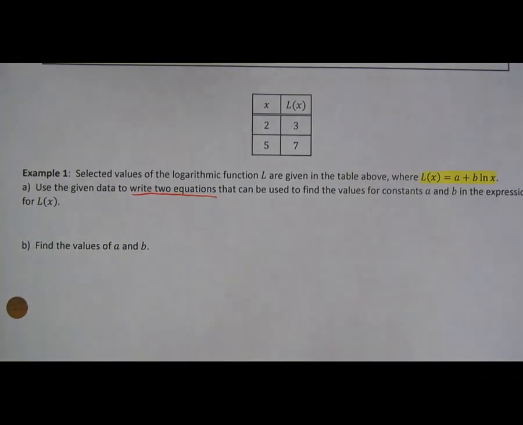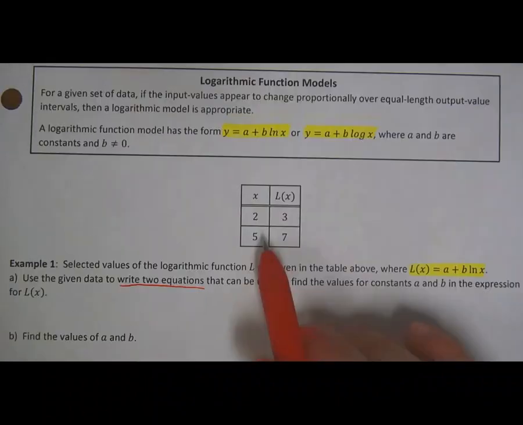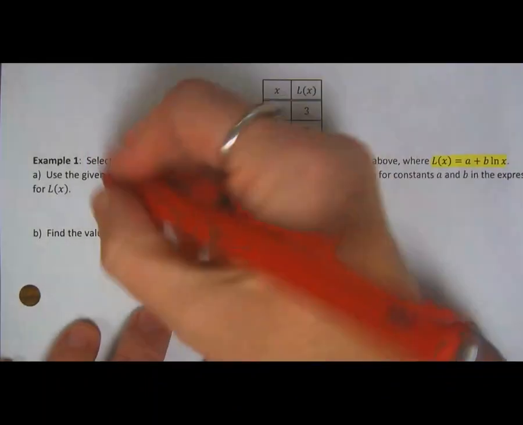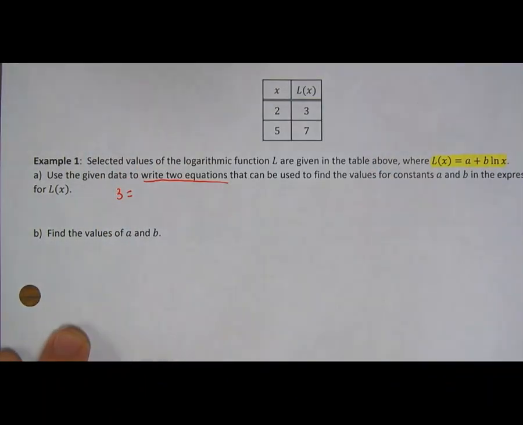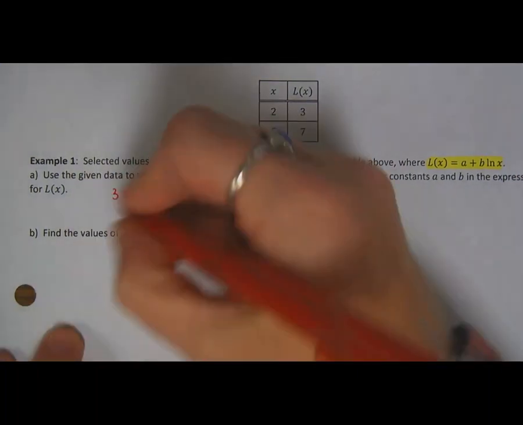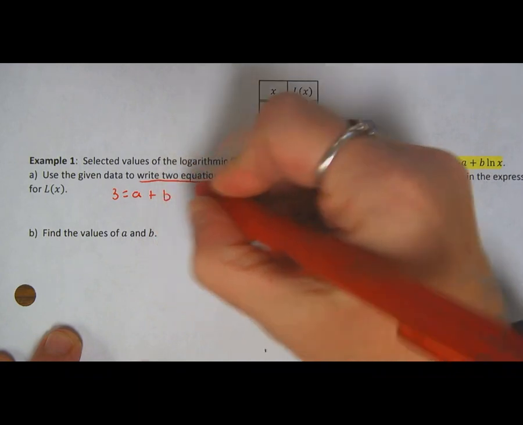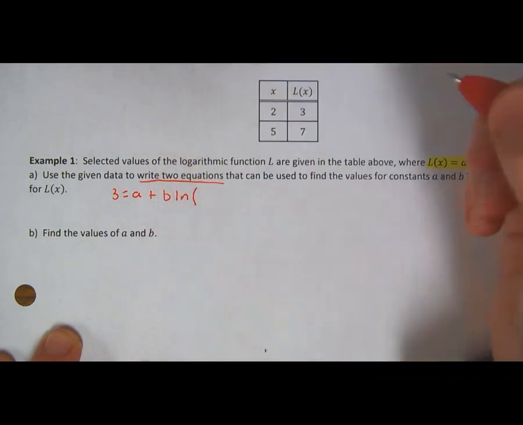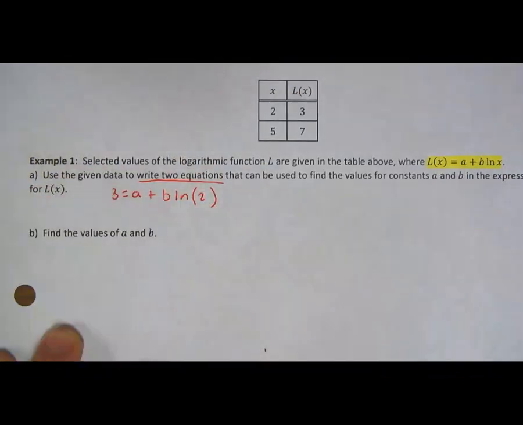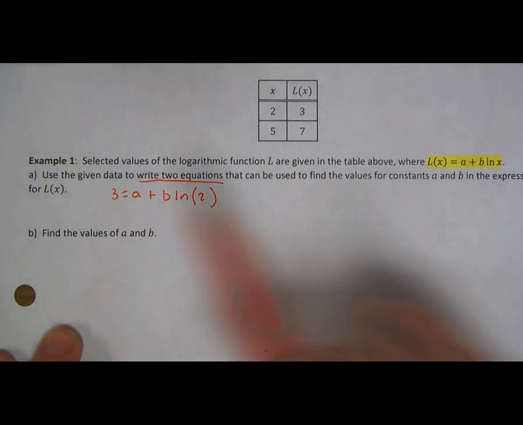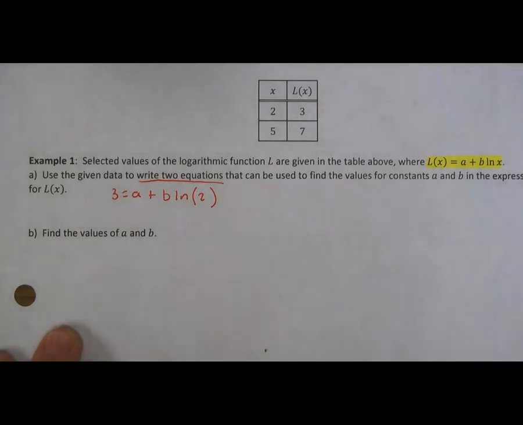So the very first equation I can write with that ordered pair 2, 3 is 3 equals a plus b natural log 2. I want you to notice that I plugged in x and y for that first ordered pair. There's one equation. And now I'm sure you know how to set up the other equation.